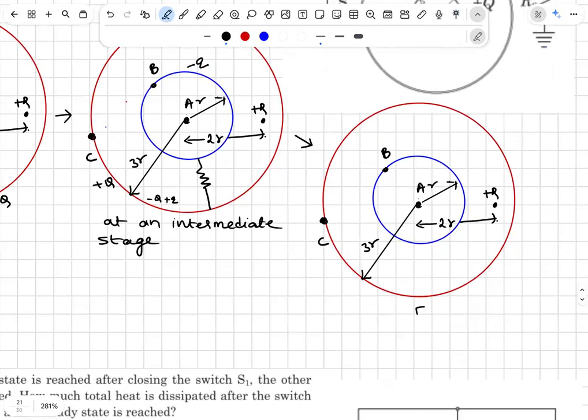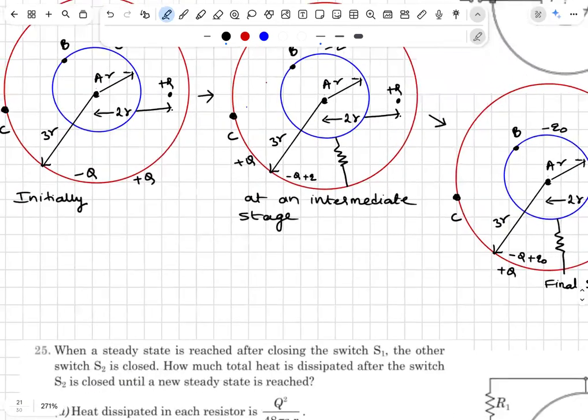And the final steady state, that's the final steady state. In the final steady state, I am assuming a minus Q naught charge here, and no further current takes place. Minus Q plus Q naught, and plus Q. This is the final stage. Please try to understand.